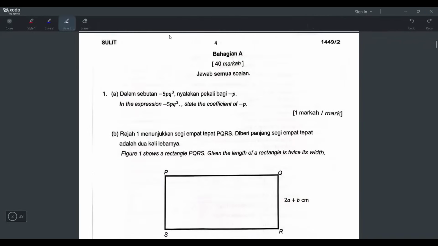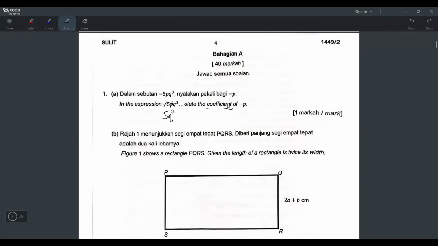Okay, let's start with Bahagian A, question 1. In the expression negative 5p q power 3, state the coefficient of negative p. The coefficient for negative p means you cover the negative and the p, and you see siapa yang darab dengan negative p. So it will be 5q cubed. So that is the answer.